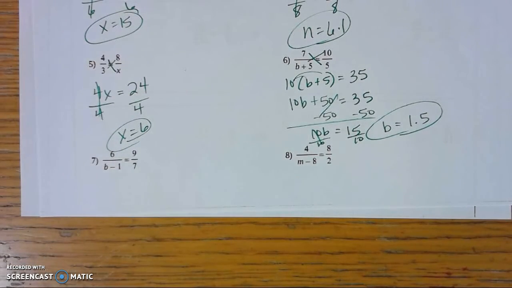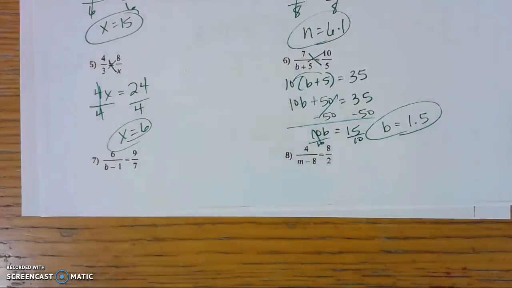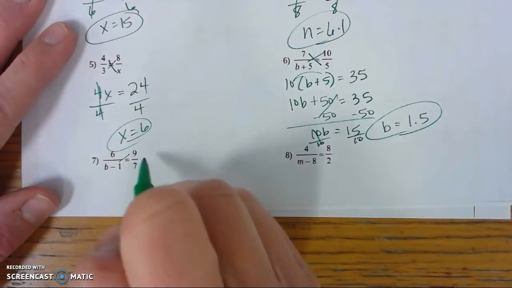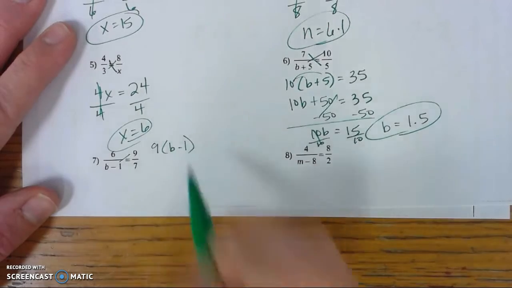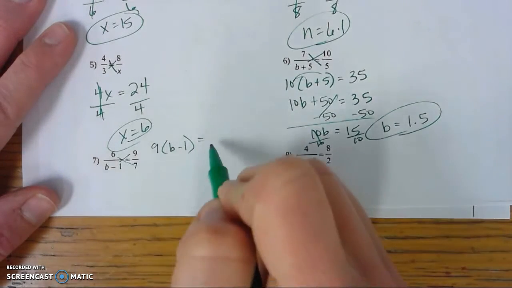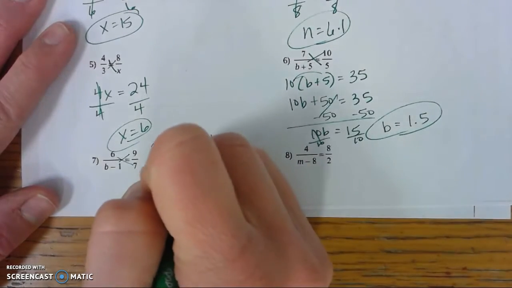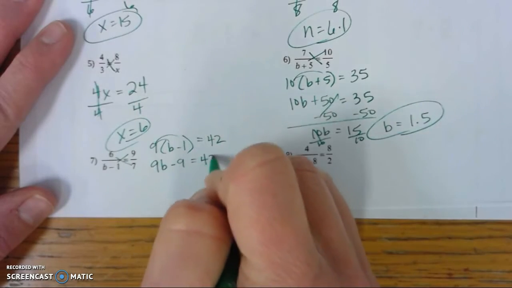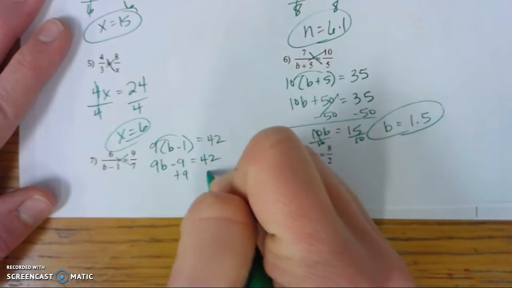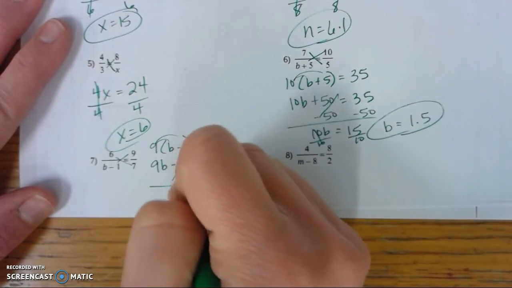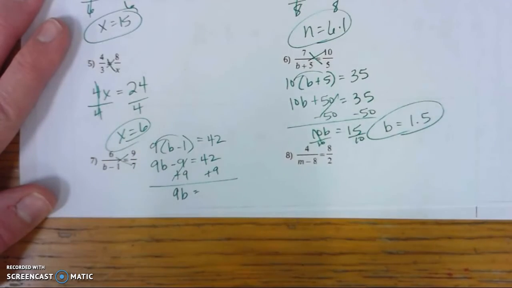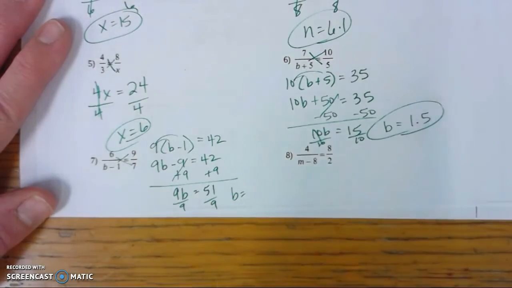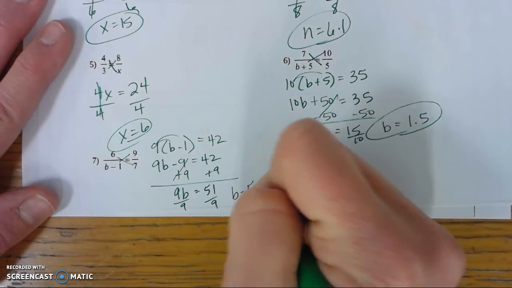The next one, again, we have an expression, so we're going to do our cross products. 9 times b minus 1 equals, and then 6 times 7 is 42. Then I distribute my 9b, and 9 times negative 1 is minus 9, equals 42. I'm going to add 9 to both sides, and this is just your regular solving, so you should be good at this part. 42 plus 9 is 51. Then I divide by 9. 51 divided by 9 is 5.6 repeating, so I'm going to round that to 5.7.